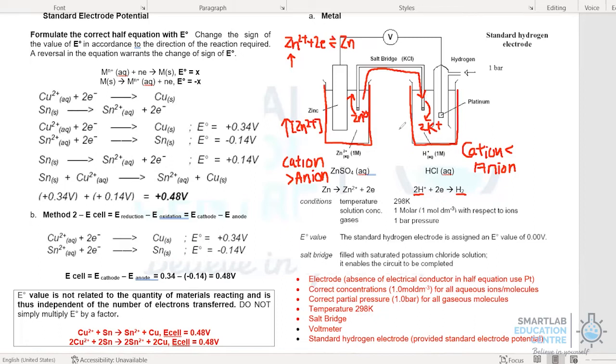So as time proceeds, the zinc 2 plus would have migrated from the left half cell to the right half cell. Conversely, there are more anions in the right half cell. Therefore, the anion like Cl minus would seek to migrate now from the right half cell to the left half cell.